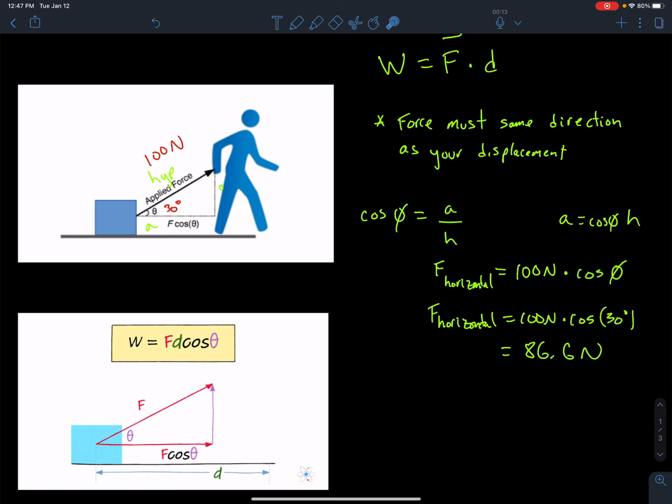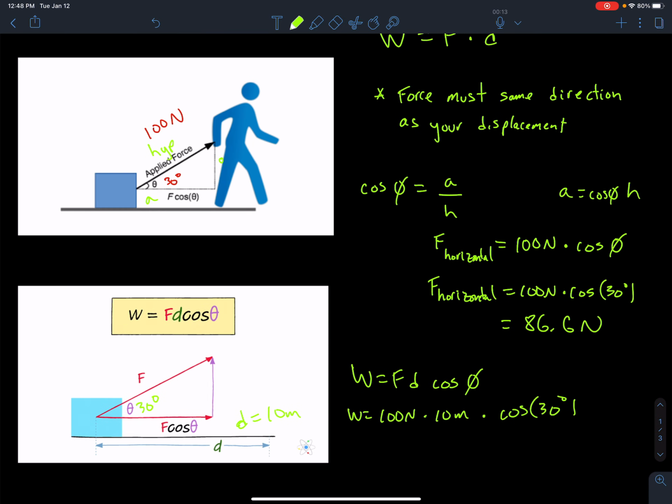So if let's say D is equal to 10 meters, well then my work is going to be equal to F D cos theta. Okay, the work is going to be 100 newtons times 10 meters times cos of 30 degrees, if that was my 30 degrees like the last problem. And then we're left with the work that I had to do was 866 joules. And that's how I would solve how much work I had to do to drag something across a floor.